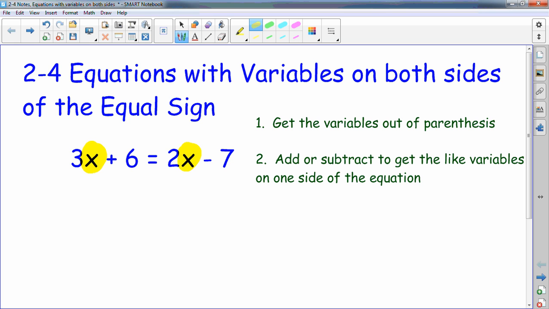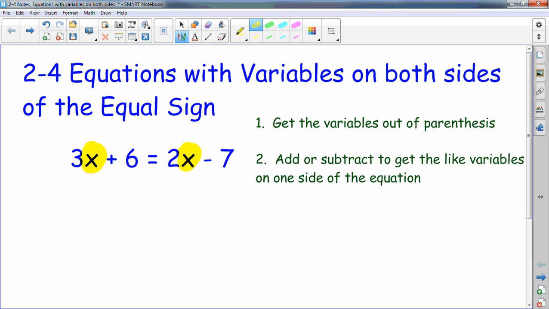So what do we do first? Well, here are your steps. They're on the right-hand side. Number one, get the variables out of parentheses. Do I have any parentheses in this equation? No, so we don't have to get anything out of parentheses. But step 2, add or subtract to get the like variables on one side of the equation. I don't care which x you add or subtract to whatever side. You just have to get them together.